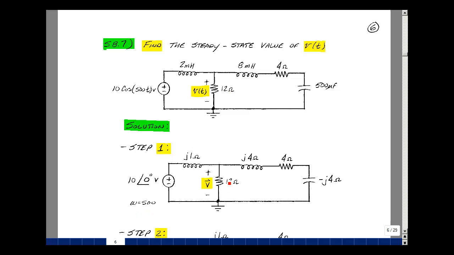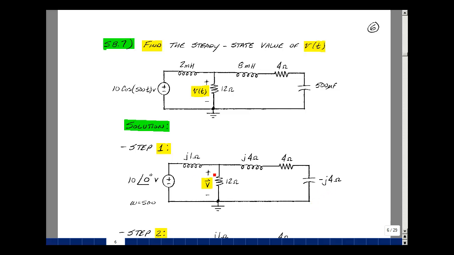12 ohms is still 12 ohms, 4 is still 4. jωL is going to be equal to 500 times 2 milli. That's going to be 1,000 times a milli, just equal to 1. So j1 ohms for the impedance of the first inductor. This one is 4 times larger, just simply multiplied by 4. This impedance is minus j over ωC, so ω is 500 times 500 times 10 to the minus 6. The reciprocal of that product is equal to 4, so minus j4 ohms.